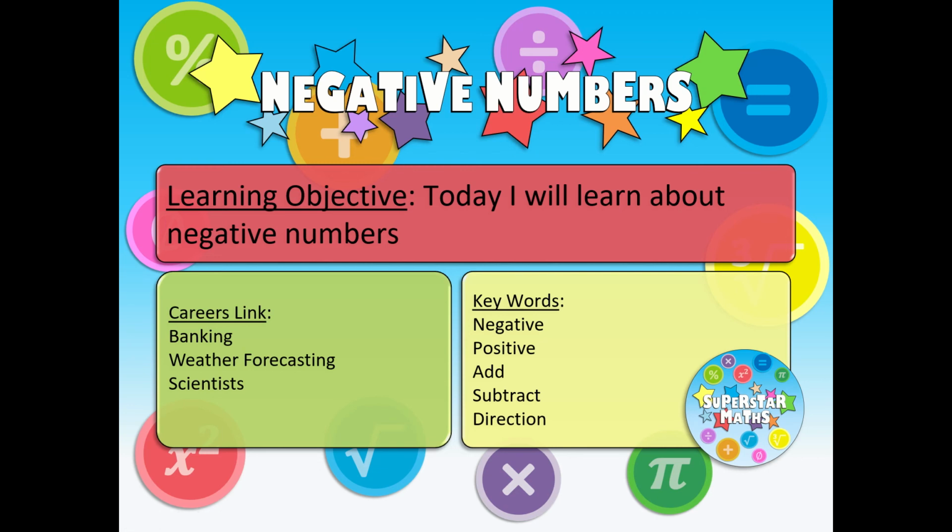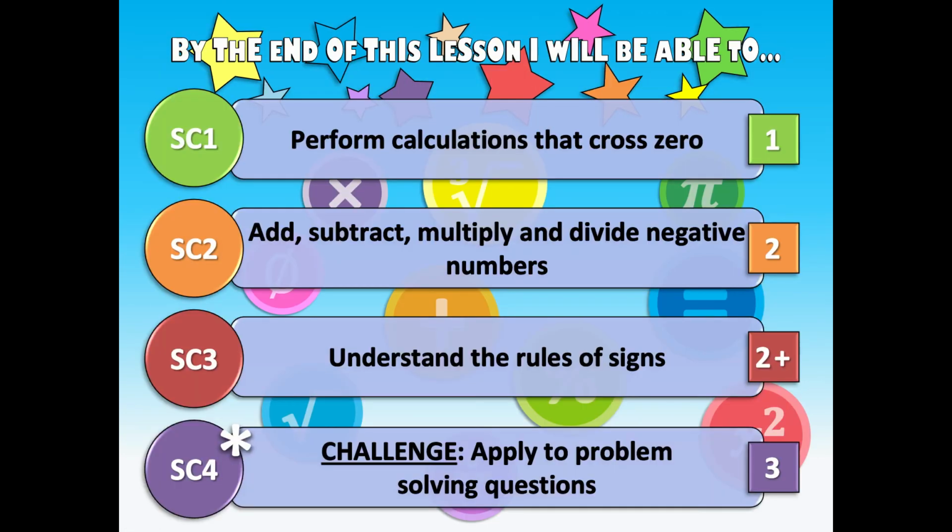Hi guys, welcome back. Today we are going to learn about negative numbers. We've got 4 success criteria, and the first one is to perform calculations that cross zero.